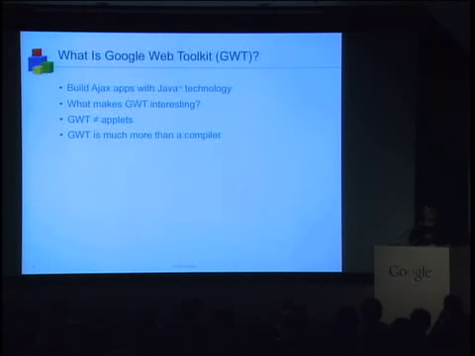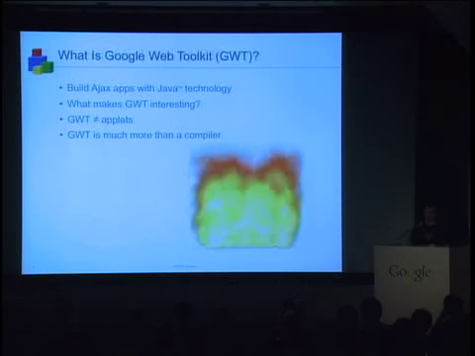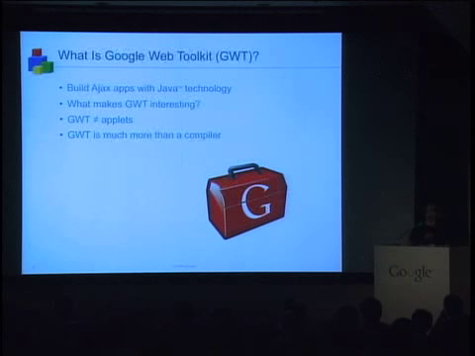Here comes Google Web Toolkit. So what is Google Web Toolkit, which we call GWT for short? Google Web Toolkit allows you to build AJAX applications with Java technology. So instead of coding directly in JavaScript, write your client-side code in Java using your Java IDE and Java tools, and you can even debug your code in your favorite IDE.